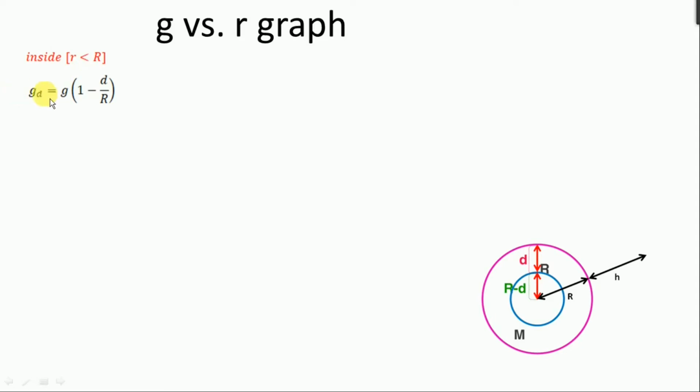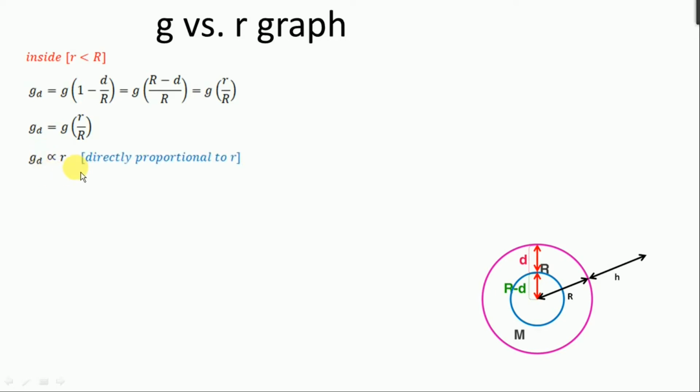So this is the formula, and I can find the LCM and write R minus d in the numerator. Now R minus d is the distance of the point from the center, so I can represent R minus d by small r. Small r is the distance of the point from the center. Now you can see gd = g r/R, so gd is directly proportional to the distance. For directly proportional we have a graph like this, a straight line.